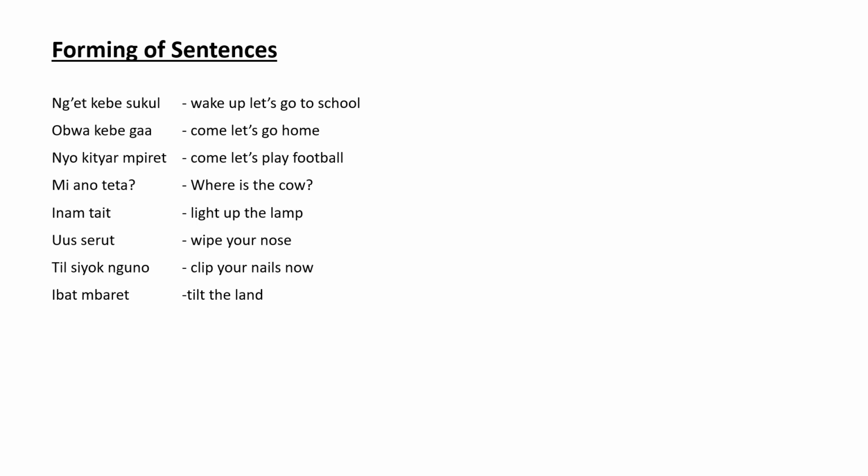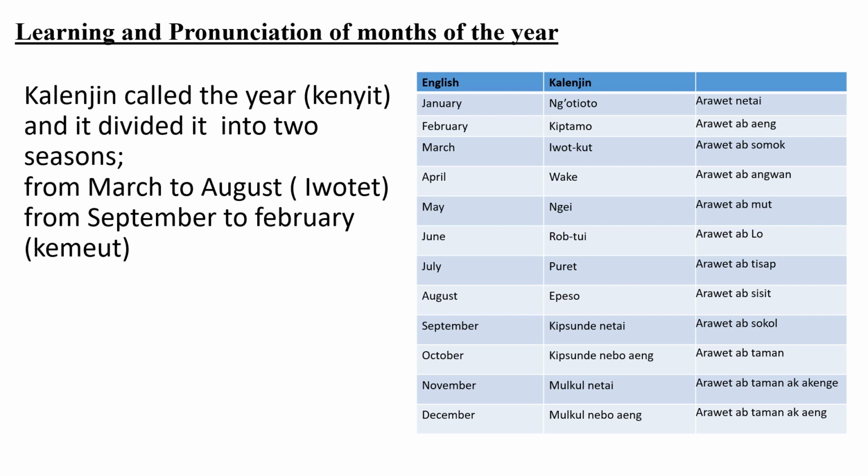So basically those are just an introduction of forming sentences. As we go forward, just piecing two or three words to make a sentence. Then our last lesson for today is the learning and pronunciation of months of the year. In Kalenjin, the year was divided into two, and the year is called Kenyit.